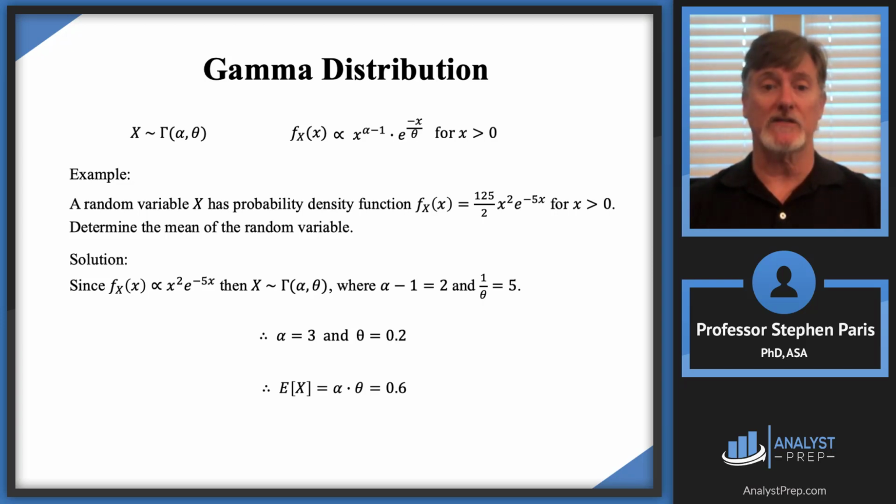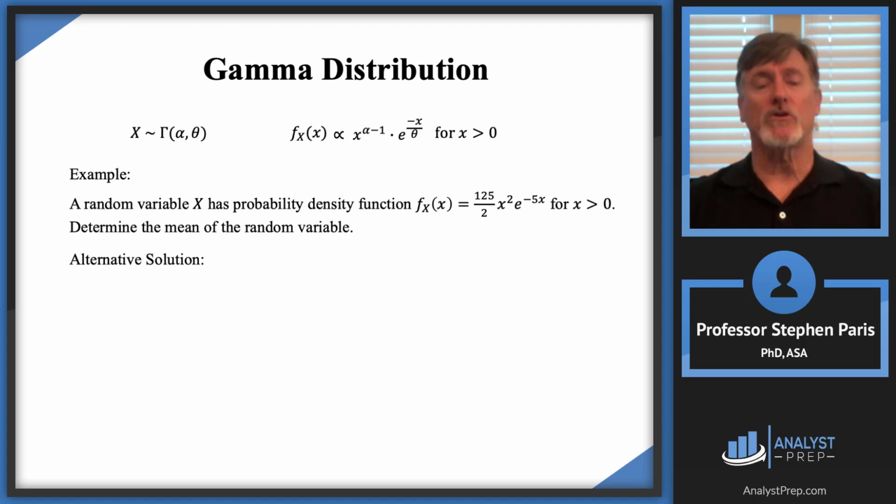Once you recognize that you're dealing with a gamma distribution, you figure out what the parameters are, multiply them together, and you have the expected value. I could even have asked what the variance is, because I know the variance is alpha times theta squared. I didn't put that in there, but I could easily have done variance with this approach.